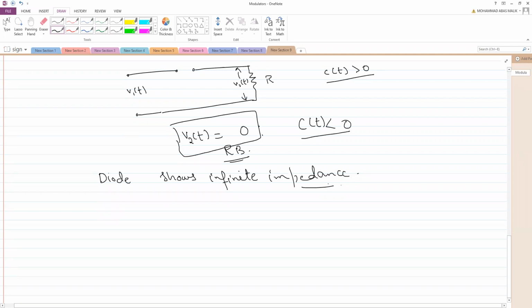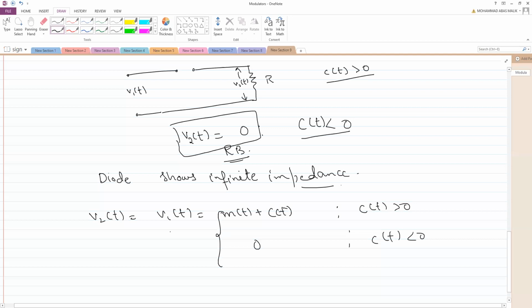That means V2 will be equal to V1 of t, and V1 of t is itself equal to mt plus Ct when the Ct value is greater than 0, and this is equal to 0 when Ct is less than 0. You can say like this. This is the value, right?